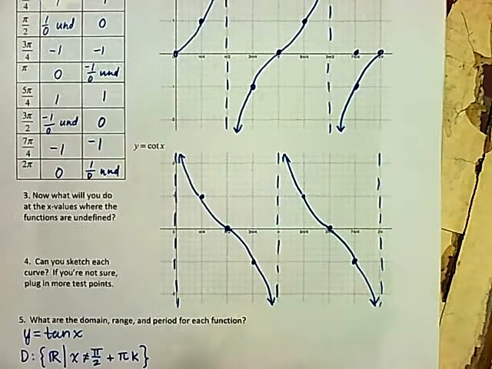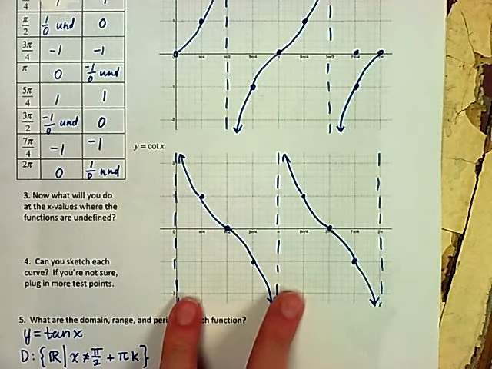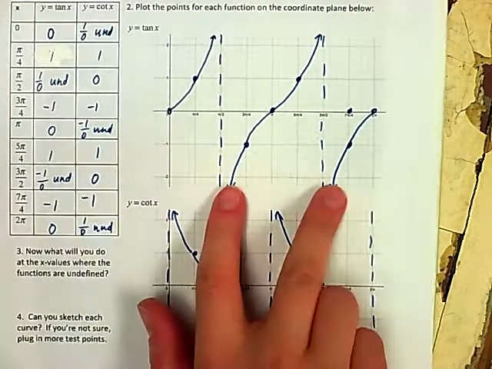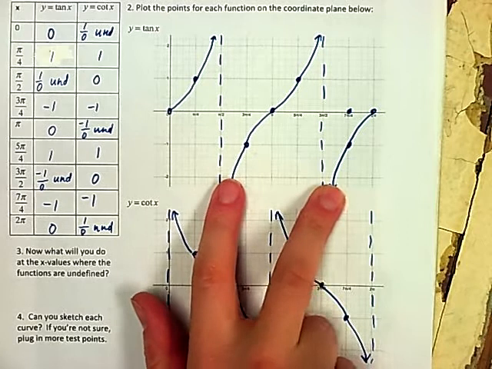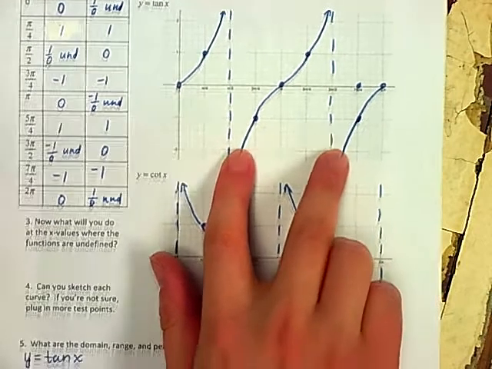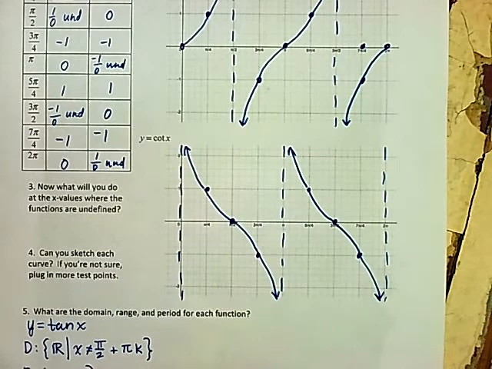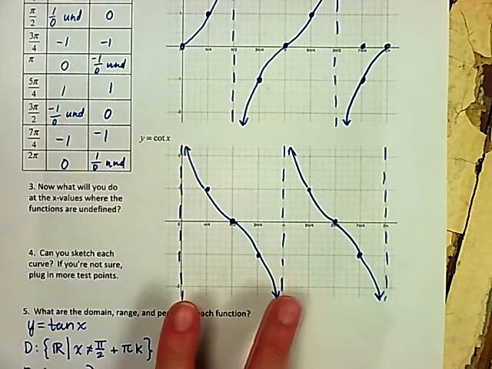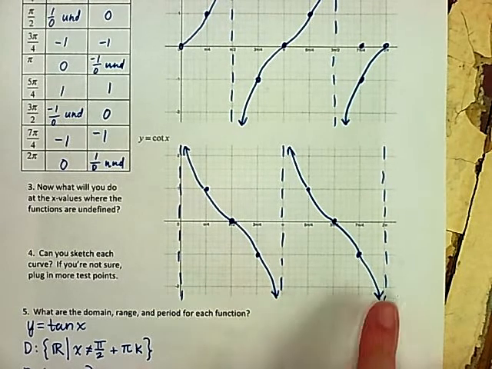And we have a shift as to where the asymptotes are. So in tangent, we have asymptotes at pi over 2 and 3 pi over 2, versus at cotangent, we have asymptotes starting at 0 and then every pi, right?